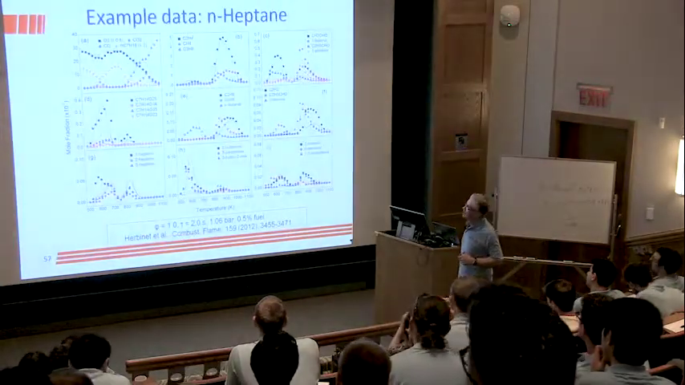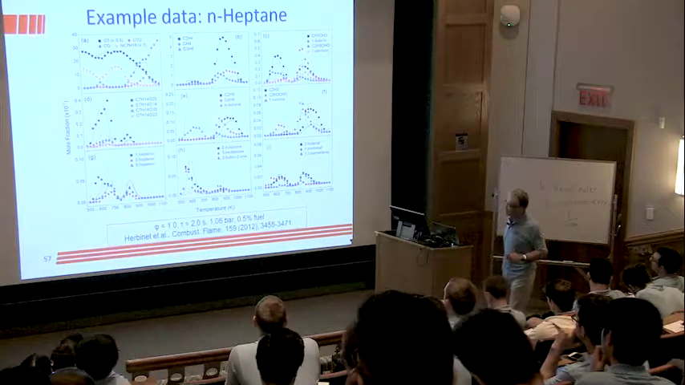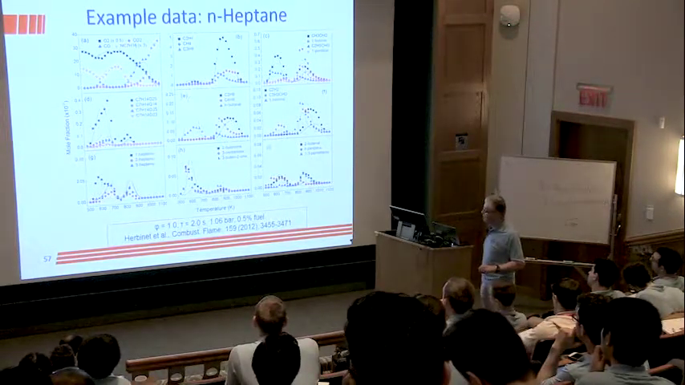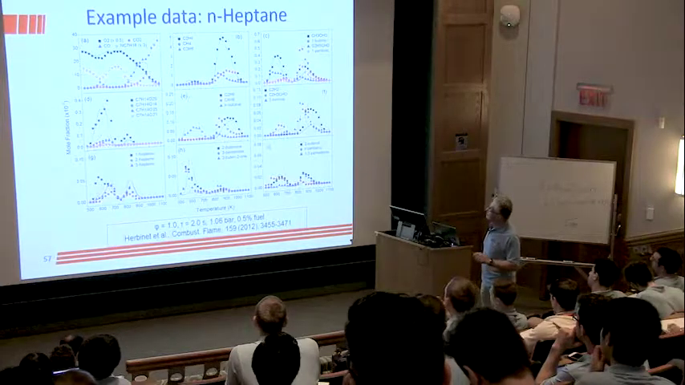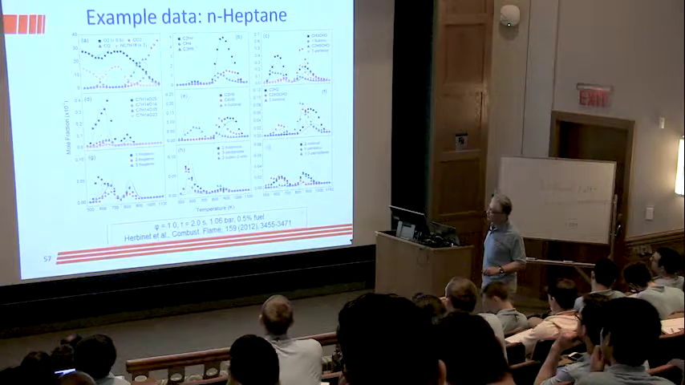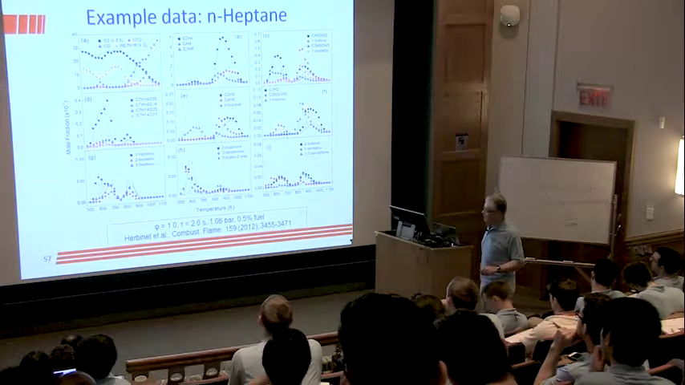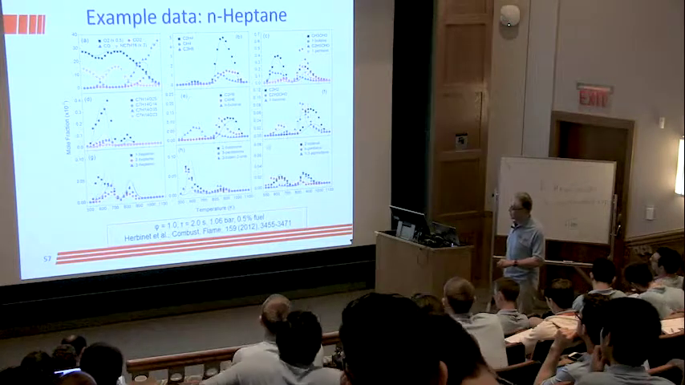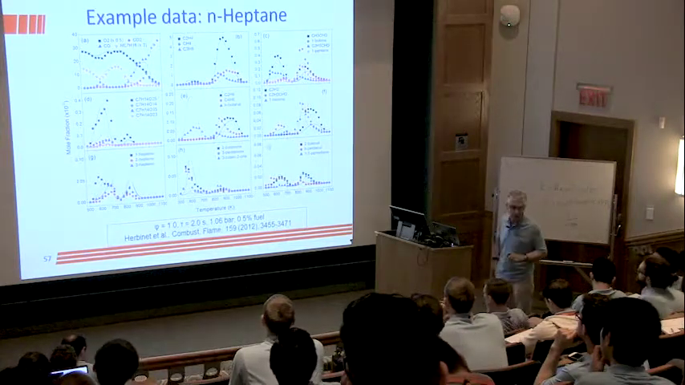So that's how it works, and here's some data. It's not from Philippe's group, but actually from Frederic Battin-Leclerc's group. It's taken for n-heptane, at an equivalence ratio of 1, with a constant residence time inside the reactor of 2 seconds at atmospheric pressure with 0.5% fuel.